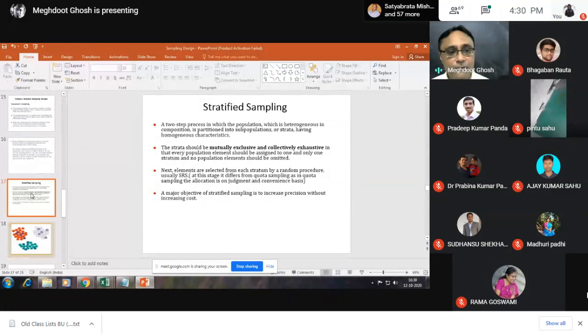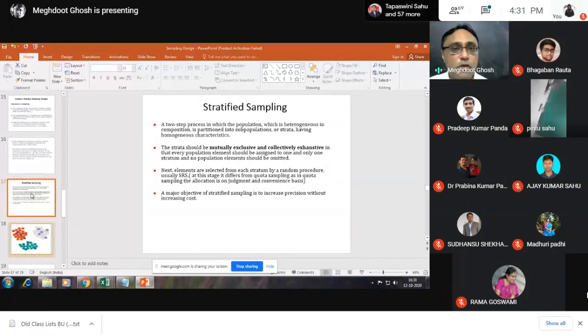So if the question is what is the difference between quota sampling and stratified sampling: in both cases, we are forming mutually exclusive and exhaustive groups. But in quota sampling, from the different quotas, we select sample units by means of judgment. Here, from individual strata, we select respondents randomly, by means of random sampling. Again, stratified sampling can be divided into two parts. The first part is proportional stratified sampling, or it can be disproportional stratified sampling.